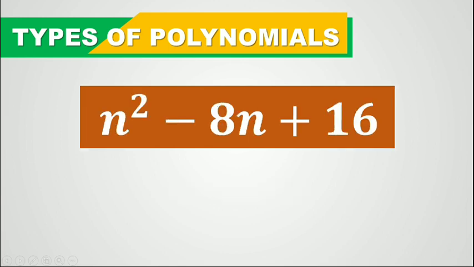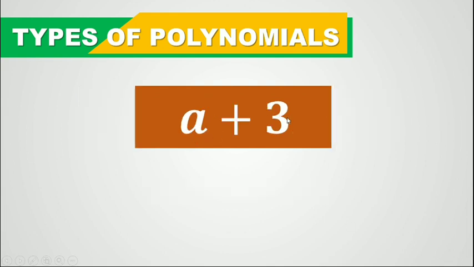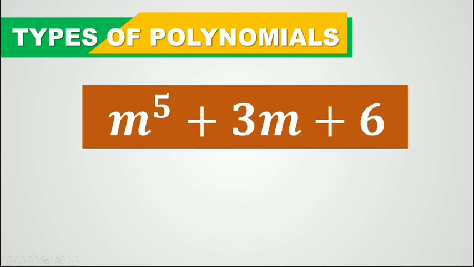How about this one? n squared minus 8n plus 16. So this is a quadratic trinomial because the highest exponent is 2, so that's quadratic, and there are 3 terms, so it's trinomial. So it's quadratic trinomial. How about this? a plus 3, that is a linear binomial. Why? Because the highest exponent is 1 lang man, and then there are 2 terms, so it's linear binomial. How about this? m to the 5th power plus 3m plus 6. This is quintic trinomial because the highest exponent is 5, so quintic. Then there are 3 terms, so it's trinomial.